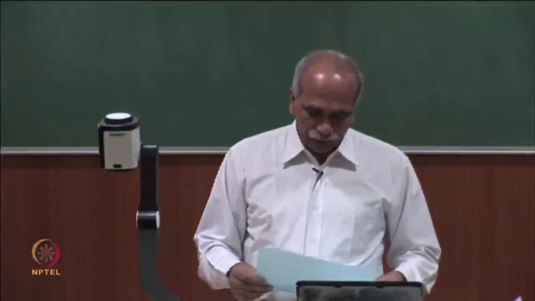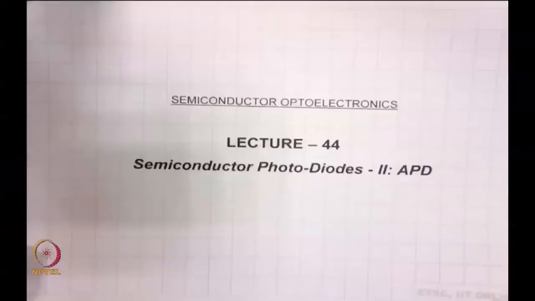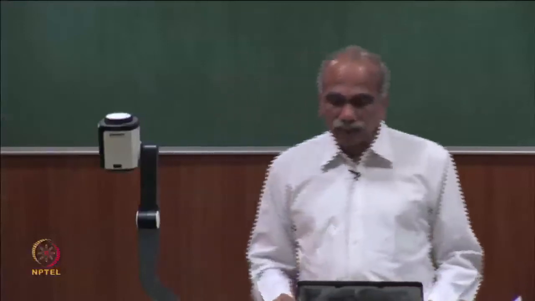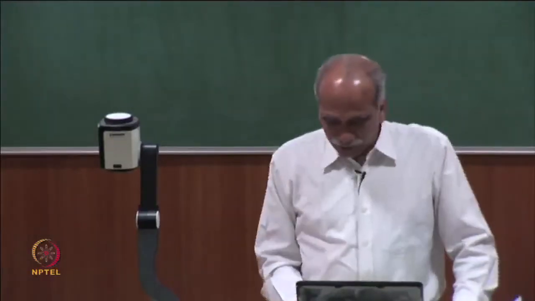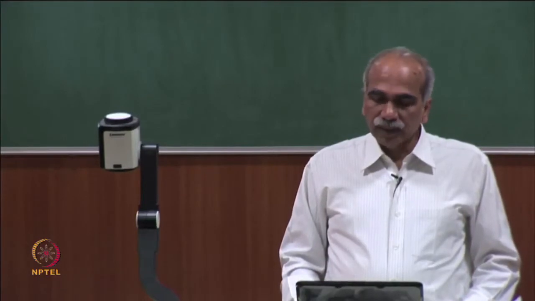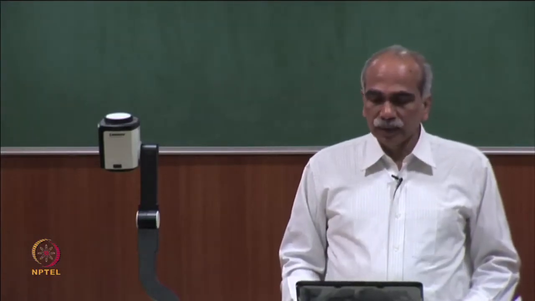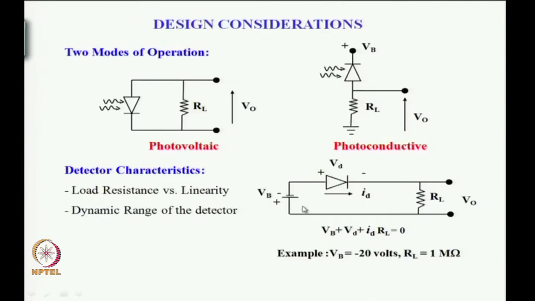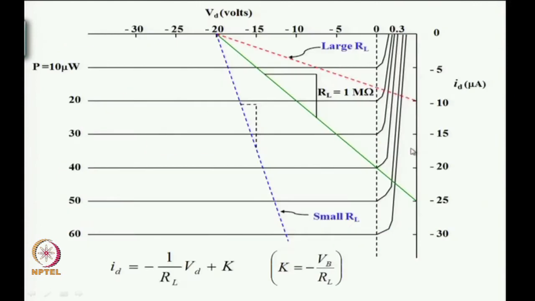So, today we continue with the talk on semiconductor photodiodes. Before I proceed with part 2, that is avalanche photodiodes, a small topic is remaining. In the last class we discussed the design characteristics of photodiodes, and in particular we discussed that there are two modes of operation, photovoltaic and photoconductive, and we discussed in detail the design characteristics and how to choose the load resistance.